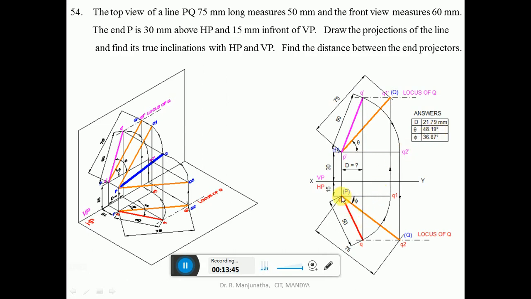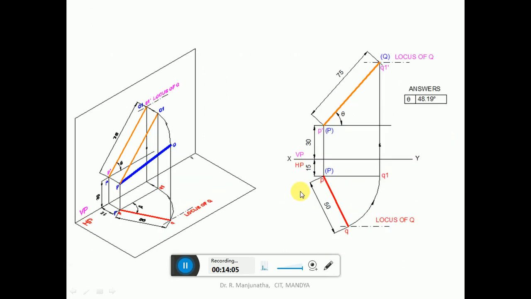Similarly, when you are measuring the true inclination with respect to VP by using the protractor, phi is the angle, which will be equal to 36.87 when you are doing it in computer. When you are doing it manually, it will be 37 degrees. So this is how we will be able to solve this problem in the sketchbook. Now we are going to analyze the same thing step by step.